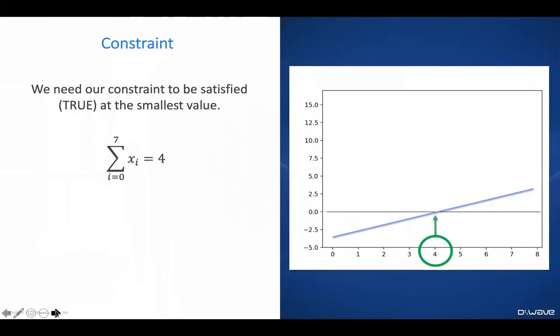Now, what we need though is a constraint that's satisfied at the smallest value. And so this involves something interesting. If you think about it, there's 2 ways to go here, right? The sum of those xi's could be bigger than 4, but it could also be lesser than 4. And so on the right there, you see a straight line drawn, and a linear relationship is not going to do the job here, right? Because that's going to go into the negative on the left side, and I'm going to keep going down.